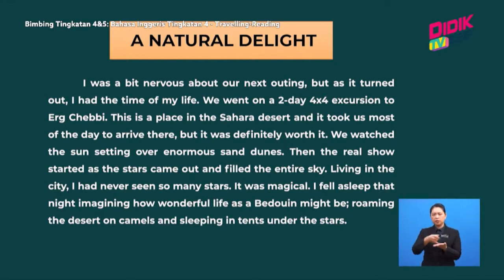We watched the sun setting over enormous, extremely large sand dunes, hills of sand in the desert. Then the real show started as the stars come out and fill the entire sky. Living in the city, I had never seen so many stars. It was magical. I fell asleep that night imagining how wonderful life as a Bedouin might be. Roaming means walking or traveling the desert on camels and sleeping in tents under the stars. Bedouin are the Arab nomads. They move from one place to another rather than living in one place all of the time.